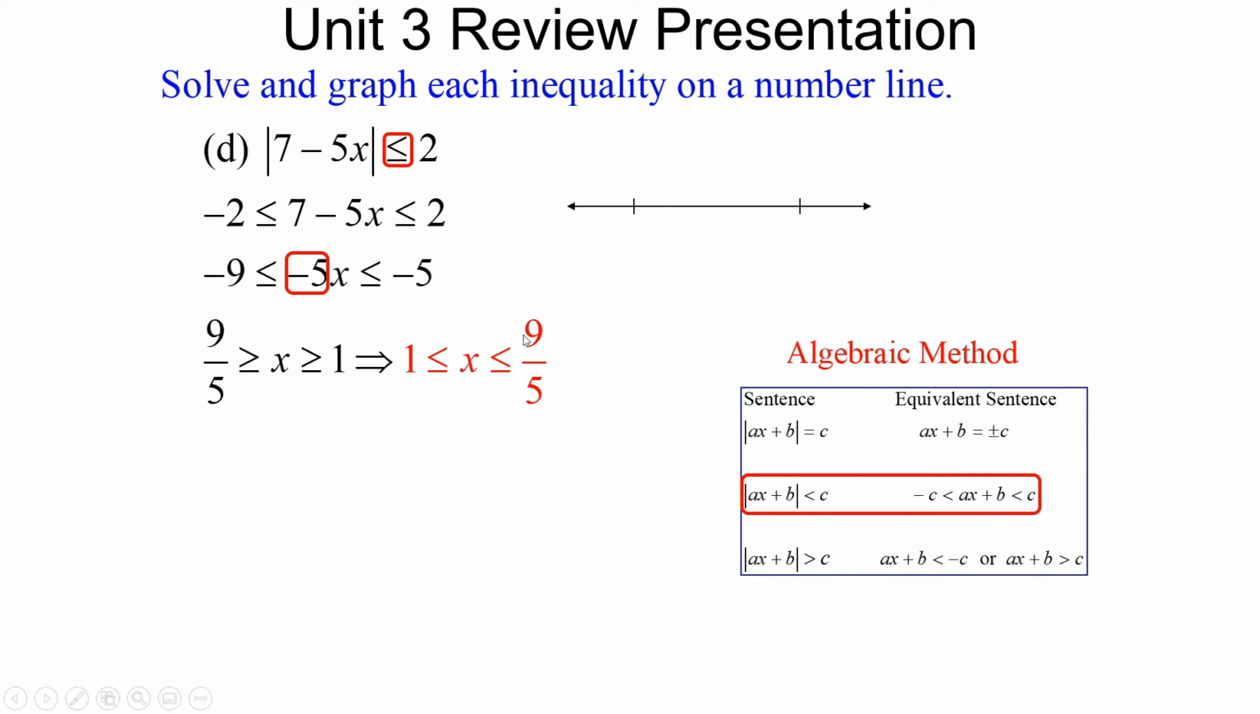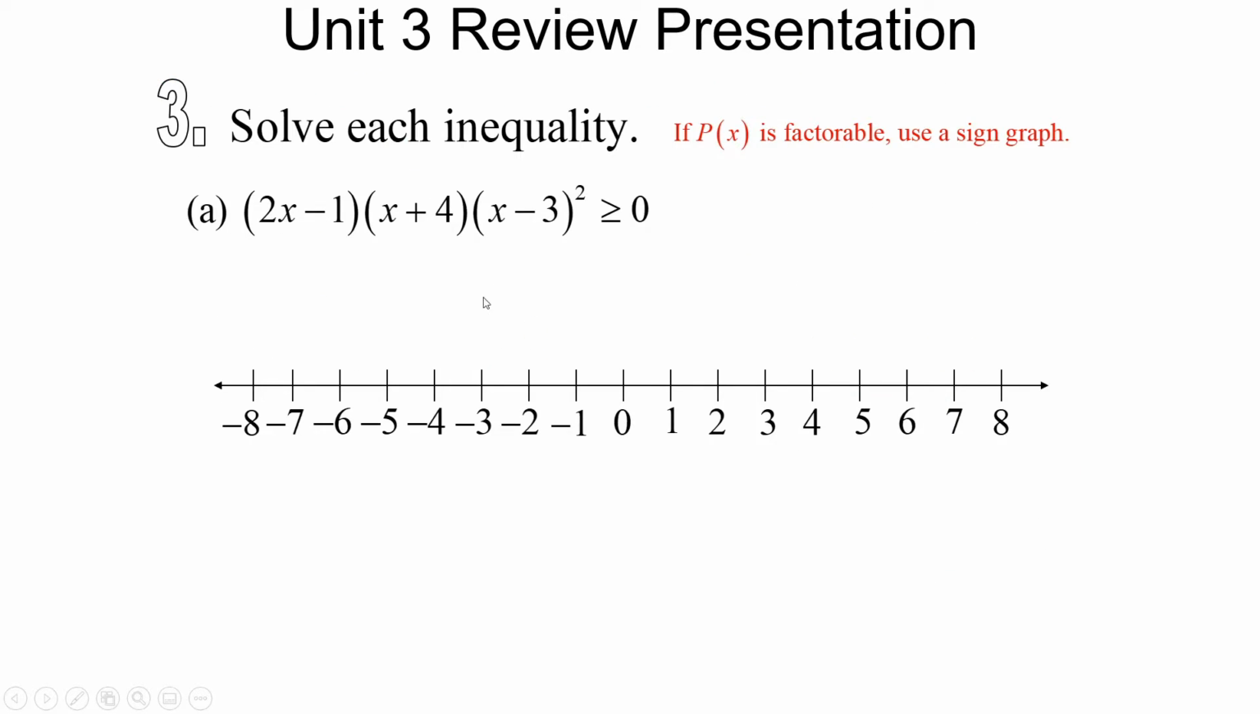So, now when I go from the algebra in a double inequality, I have two key numbers. I have a 1 and I have a 9/5. And now I look at my inequalities. Those are both equal, so solid dots. And everything is within this closed interval right here. So I'm going to draw my line between the two solid dots. And there it is. All right, number 3.